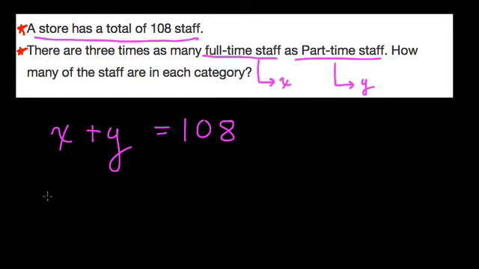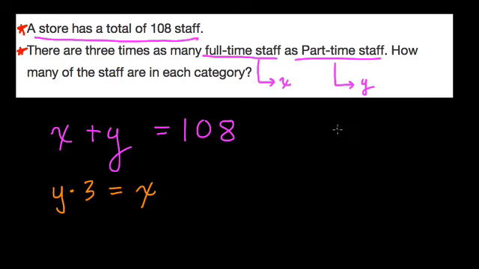So part-time staff is Y, and if we think about how many full-time members there are, we know that whatever the amount of part-time staff members there are, if we take that and multiply it by 3, what we get is the amount of full-time staff members. And maybe you wanted to reverse this. Maybe you wanted to say 3x equals y. Just test it out with a simple example.